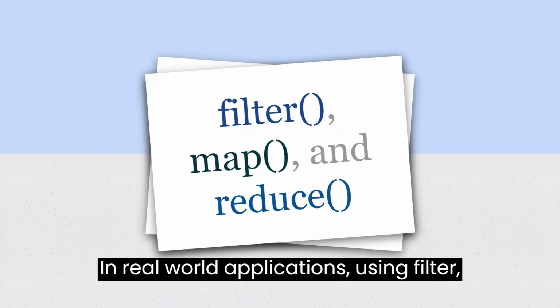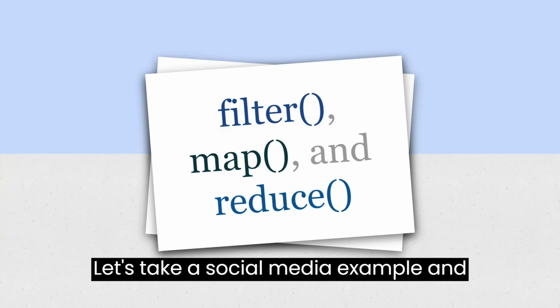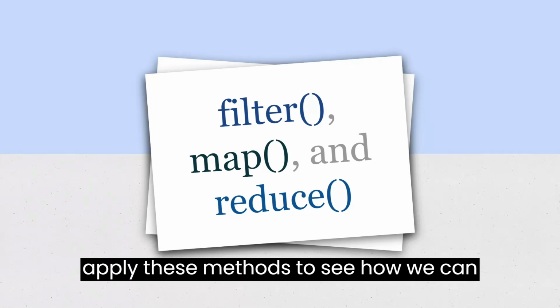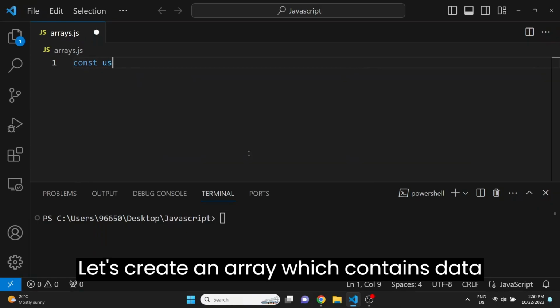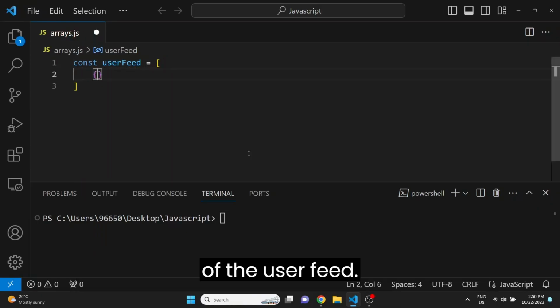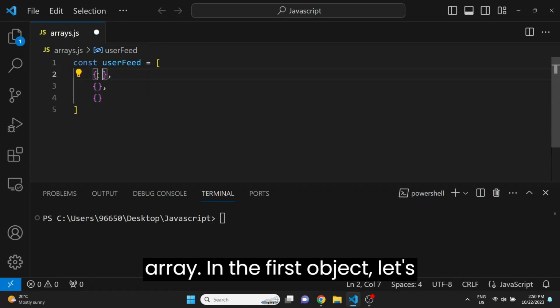In real-world applications, using filter, map, and reduce functions together is a common practice. Let's take a social media example and apply these methods to see how we can extract the required data. Let's create an array which contains data of the user feed. We can create multiple objects in the array.